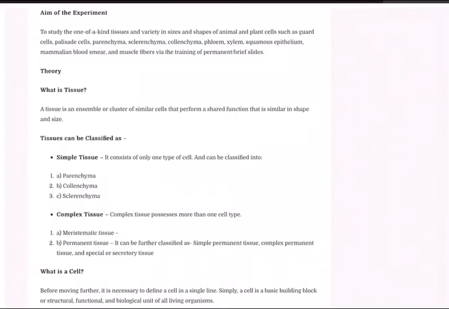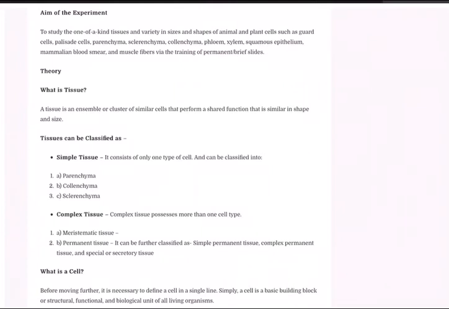So what is the aim of the experiment? To study different kinds of tissues and the variety in sizes and shapes of animal and plant cells such as guard cells, palisade tissue, parenchyma, sclerenchyma, collenchyma, phloem, xylem, squamous epithelium, mammalian blood smear and muscle fibers through permanent slides. Okay, and the background of this experiment is the related theory, tissues.